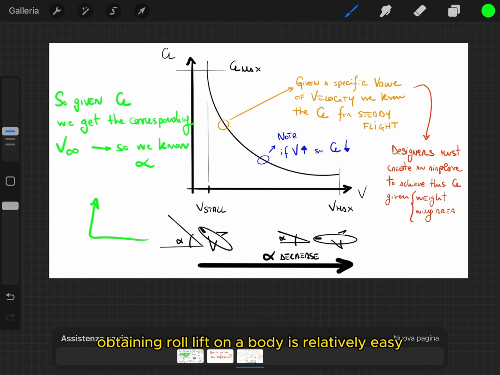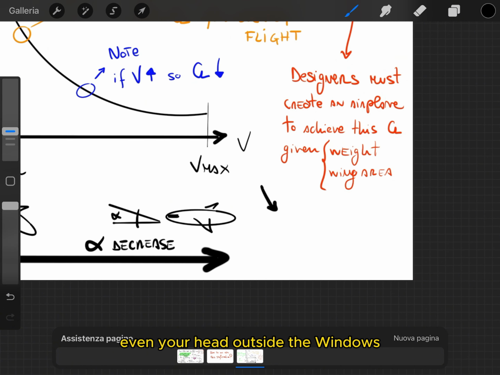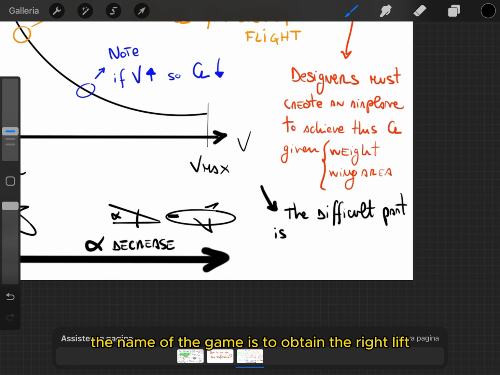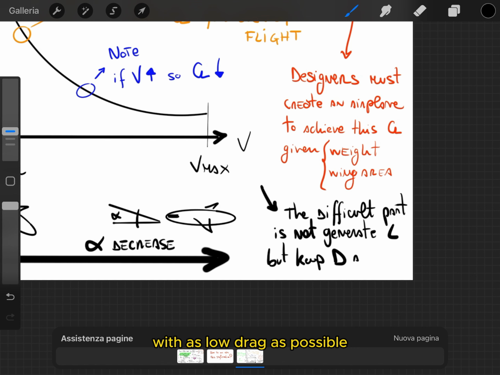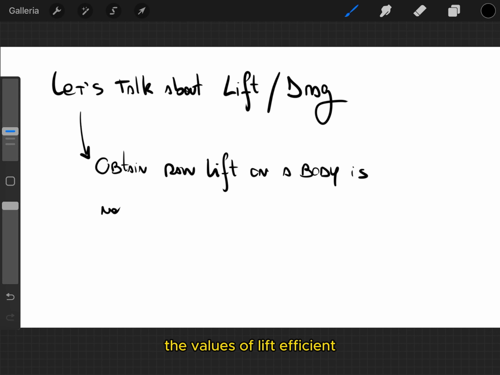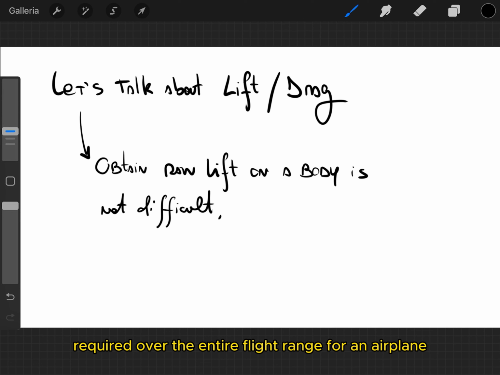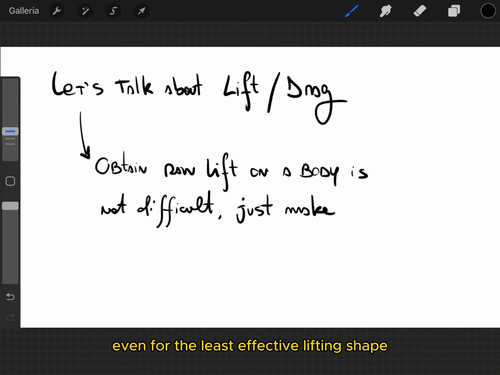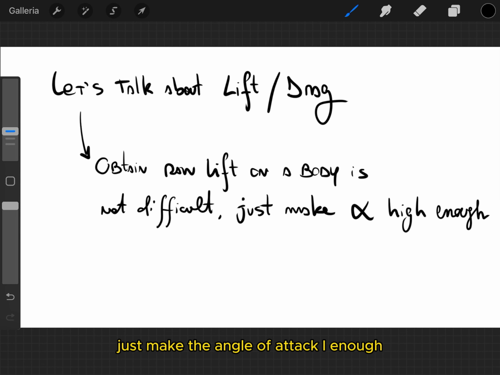Obtaining raw lift on a body is relatively easy. Even your head outside a car window creates lift at an angle of attack. The name of the game is to obtain the right lift with as low drag as possible. The values of lift coefficient required over the entire flight range for an airplane can sometimes be obtained even for the least effective lifting shape. Just make the angle of attack high enough.